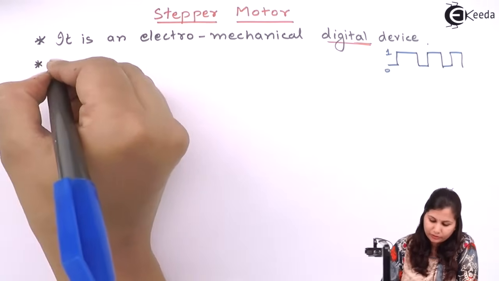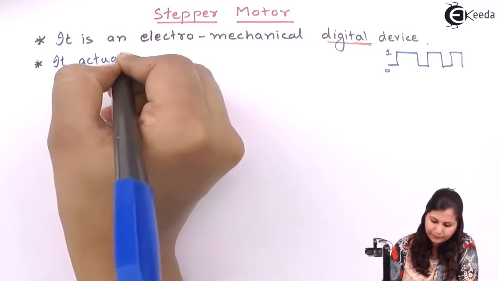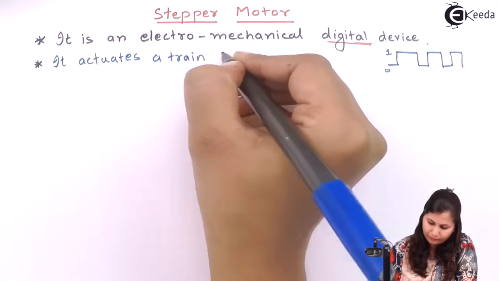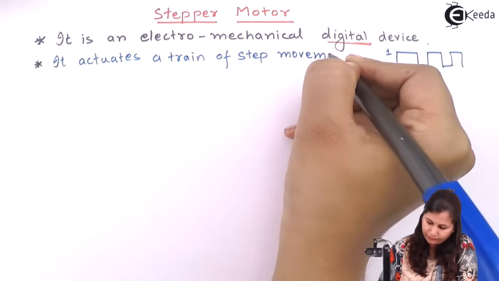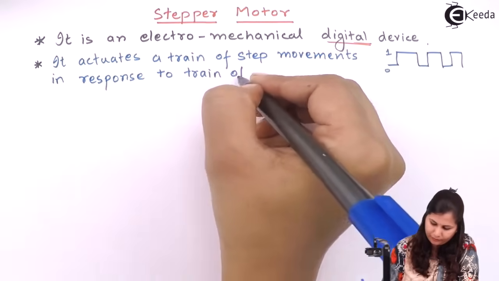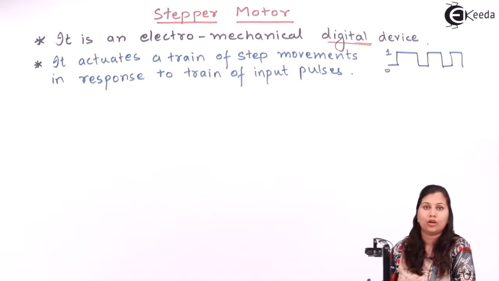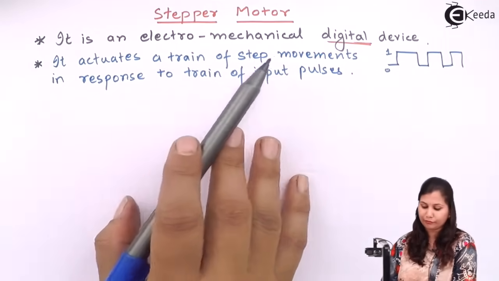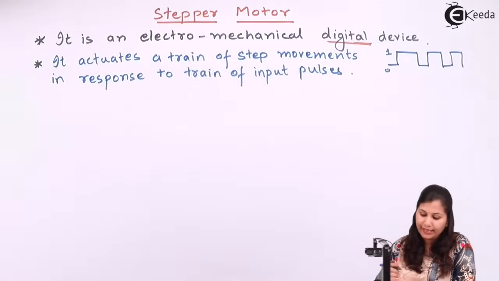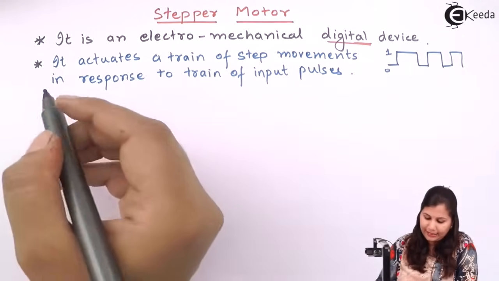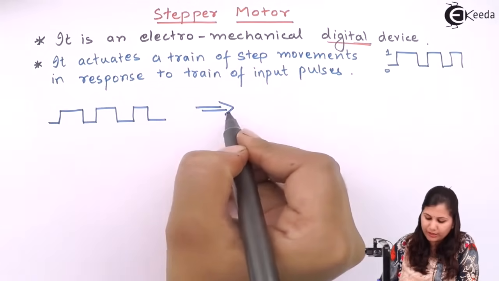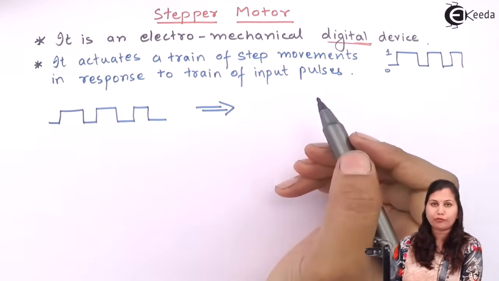Now the stepper motor actuates, which means it gives an output. So the stepper motor is giving an output in the form of a train of step movements. Train means a continuation of step movements in response to a train of input pulses. The input is in the form of pulses to the stepper motor, and in response to these input pulses, it is giving the output in the form of step movements.